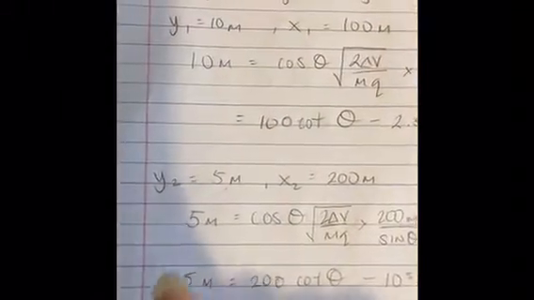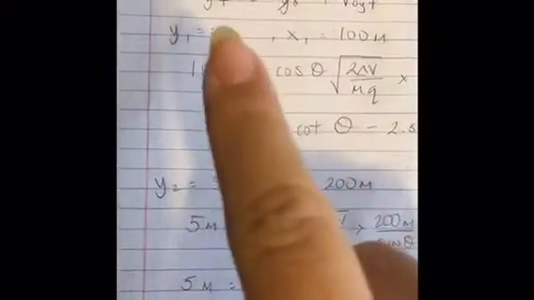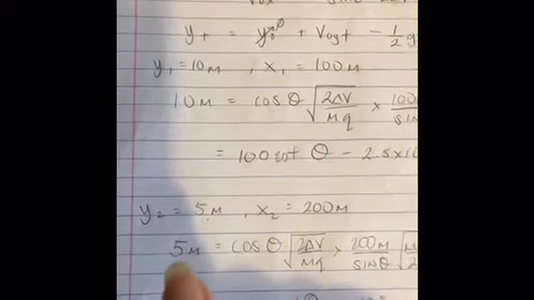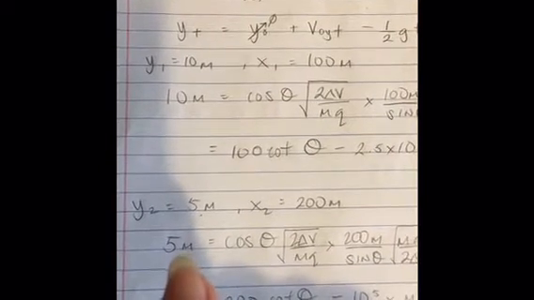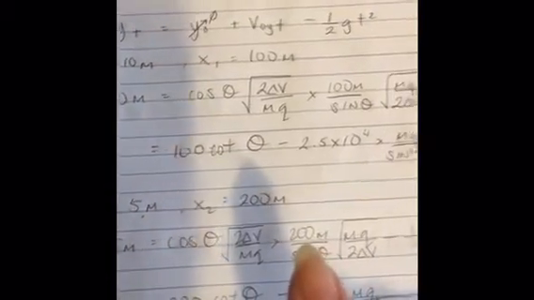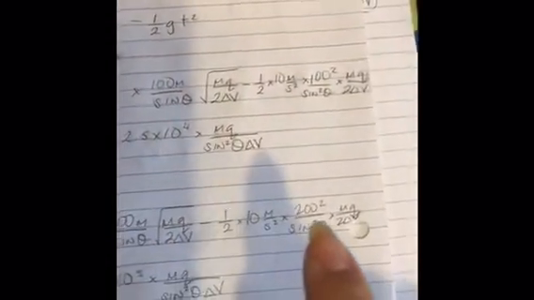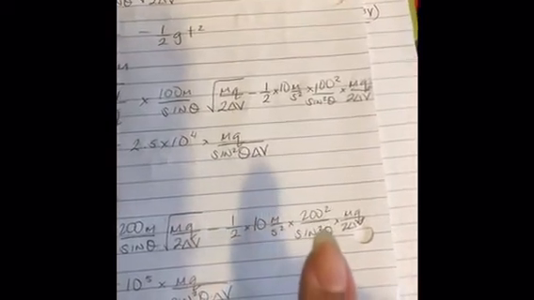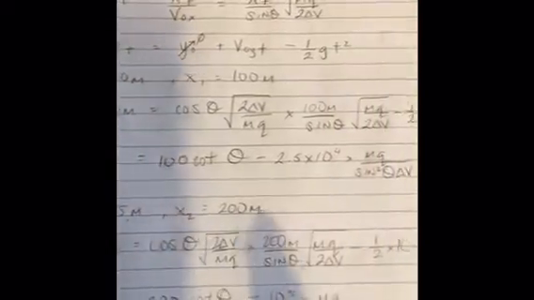I was able to do the following plug-in for this equation with y2 and x2. I changed this to be 5 meters, and I made this 200 meters. The same goes for when I plugged it in for the 1/2 gt squared right here. Then I solved.